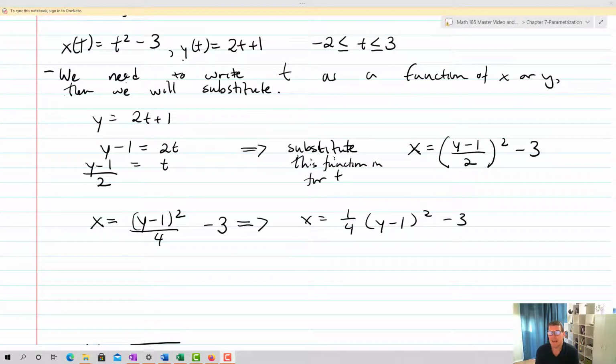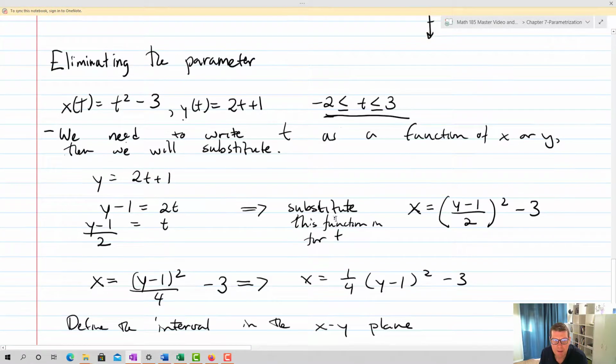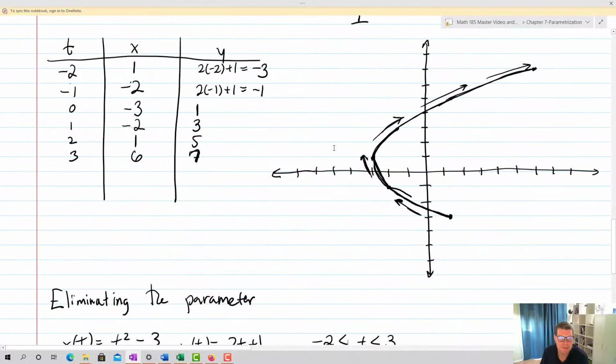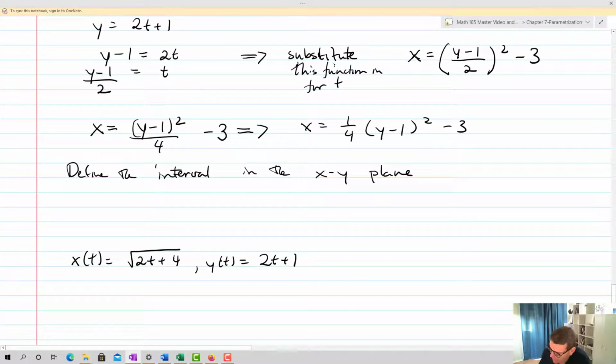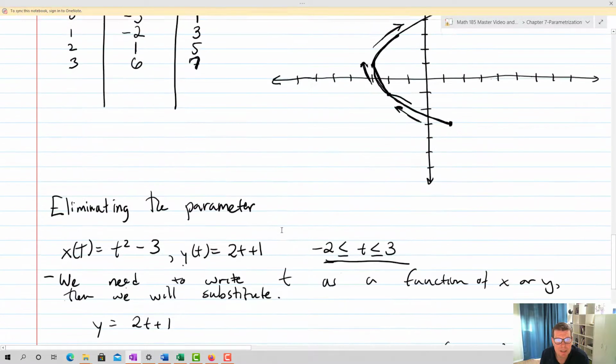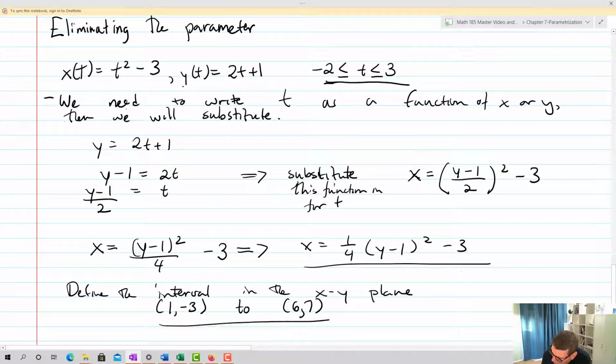Now there's one last piece here, and that last piece is this interval here from -2 to 3. So what we're going to have to do is define the interval in the xy plane. And how we're going to do that is figure out what the xy values are when t equals -2 and t equals 3. So I can go back up to my table here, and when t is -2, x is 1, y is -3. And when t is 3, that's going to be 6, 7. So it's going to go from 1, -3 to 6, 7. So we only want this function on that interval I.